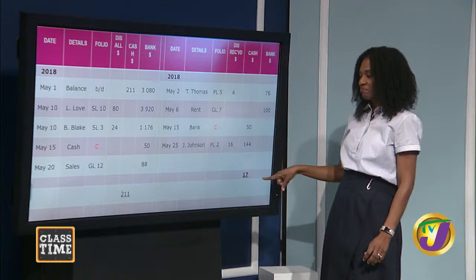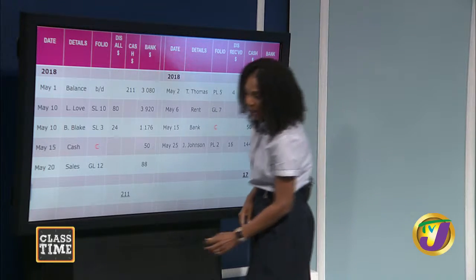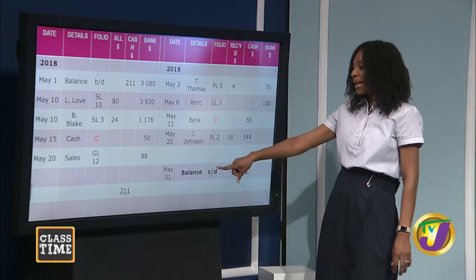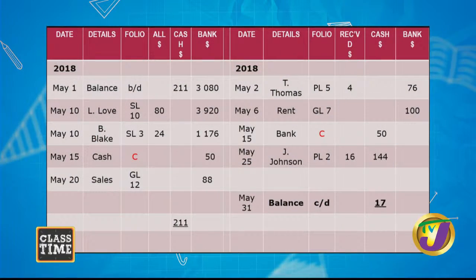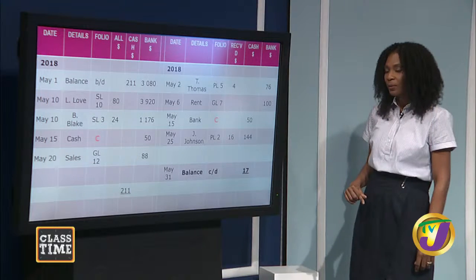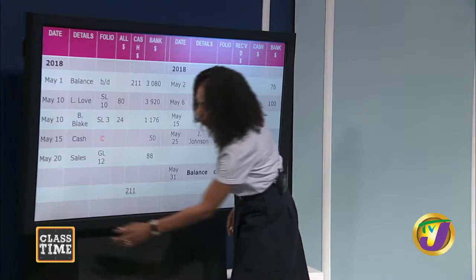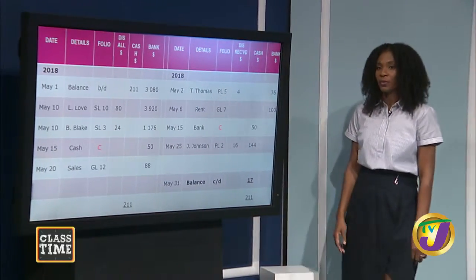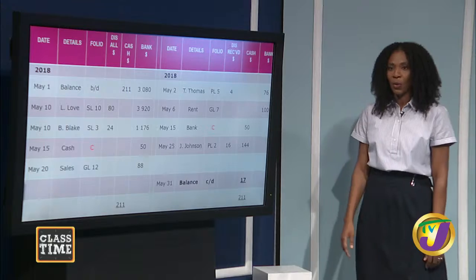Boom. The other step is to use balance CD as my details, and the last day of the month as my date. Now, students, you would have had your calculator. Quickly add $50, 144, and 17 for me. When you add that, how much do you get? I got 212. So both sides are balanced now, right?